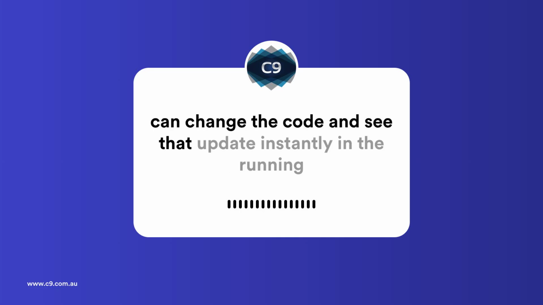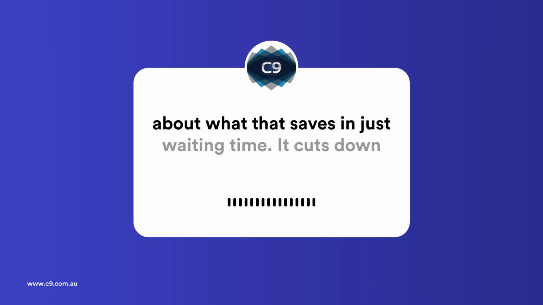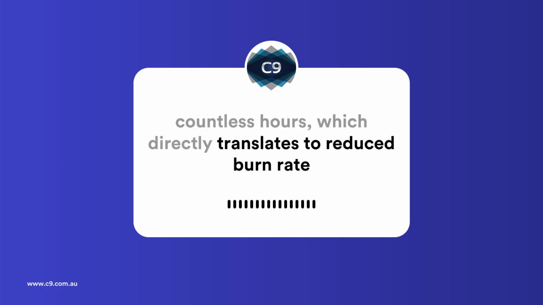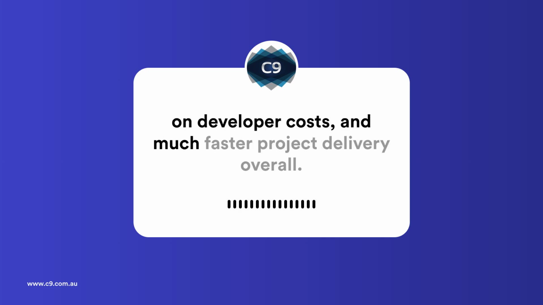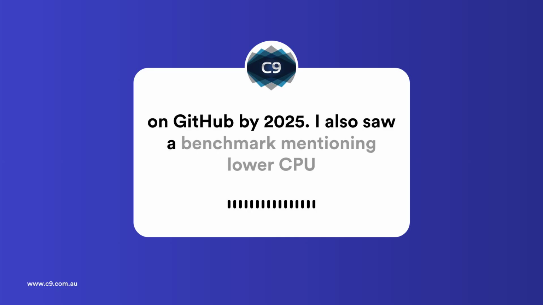Essentially, developers can change the code and see that update instantly in the running app, without restarting, without losing the current state. Think about what that saves in just waiting time. It cuts down countless hours, which directly translates to reduced burn rate on developer costs and much faster project delivery overall. And the adoption metrics look strong too, over 170,000 stars on GitHub by 2025.